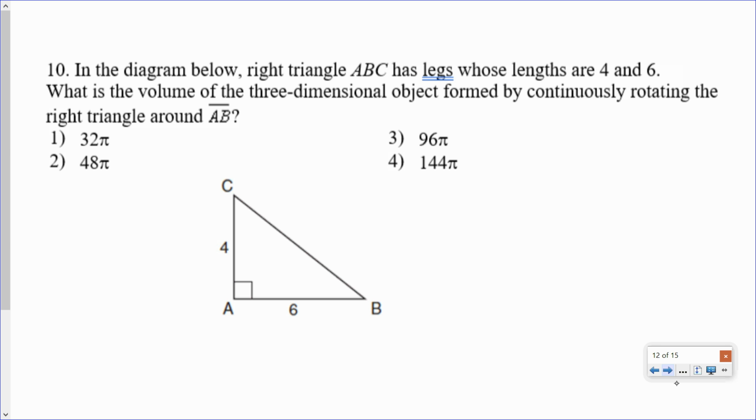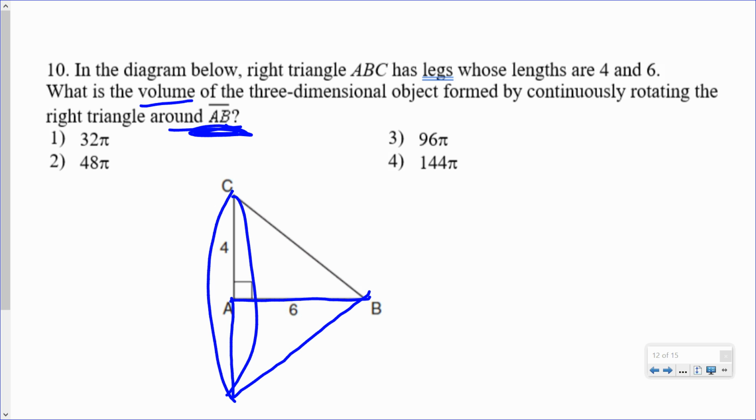In the diagram below, right triangle ABC has legs whose lengths are 4 and 6. What is the volume of the 3-dimensional object formed by continuously rotating the right triangle about AB? So I'm rotating it about AB. In order to find the volume of this object, I first have to find this object. So I'm going to reflect it in 2 dimensions and connect it with curves.